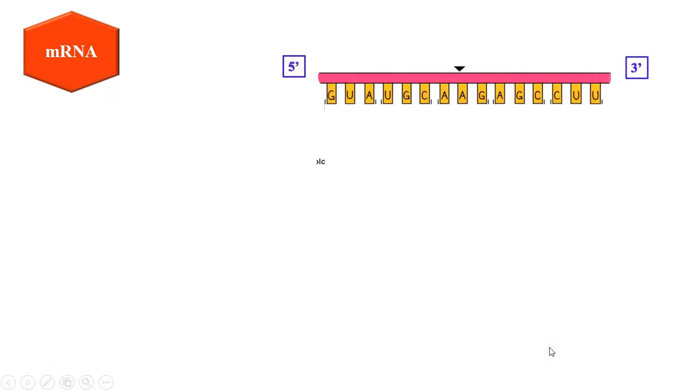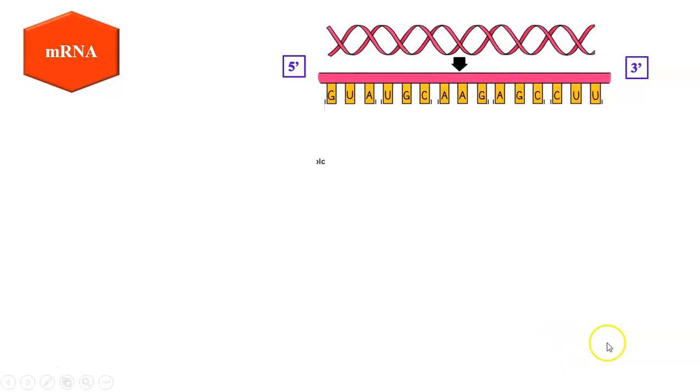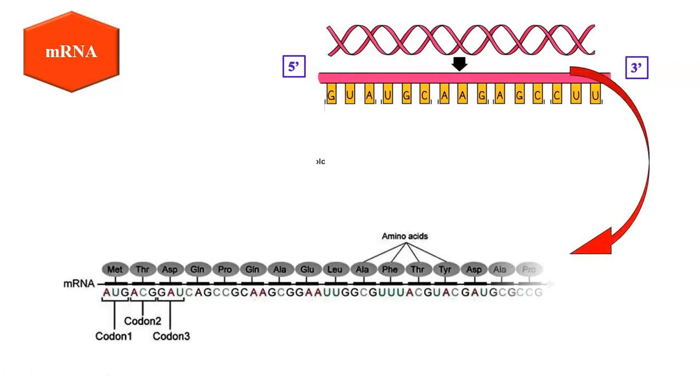The messenger RNA is a straight and simple RNA formed from DNA by the process called transcription. We have already discussed the transcription process. It carries the information from DNA to ribosome about the sequence of amino acids to be assembled. It has a 5' end and a 3' end.